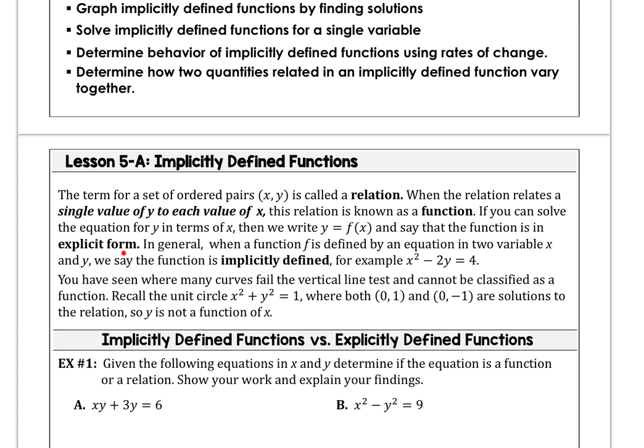is in explicit form. But in general, when a function is defined by an equation in two variables, x and y, we say that the function is implicitly defined. For example, x squared minus 2y equals 4 is called an implicitly defined function. If we isolated y, then we would say it is solved for y in terms of x, and that is called explicit form. Let's look at example 1.